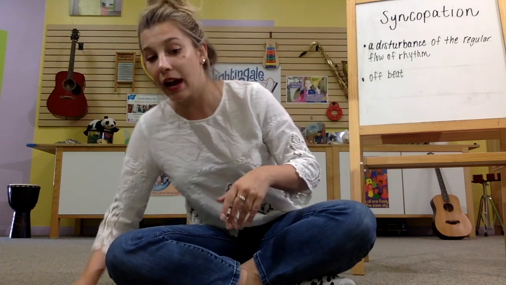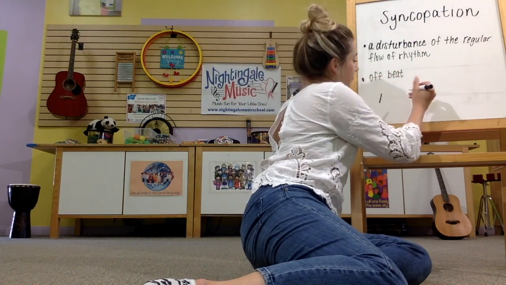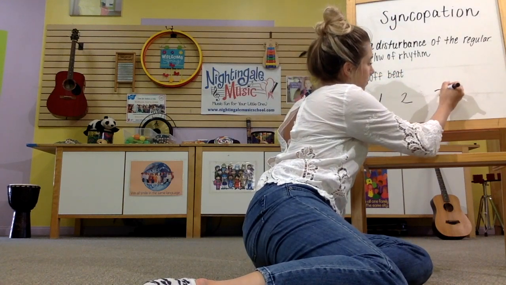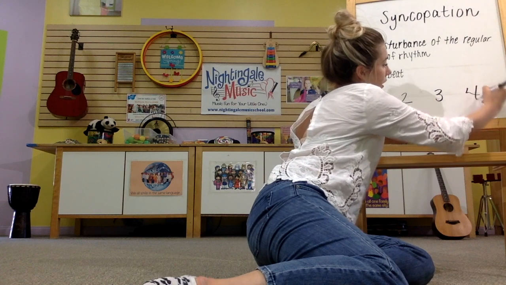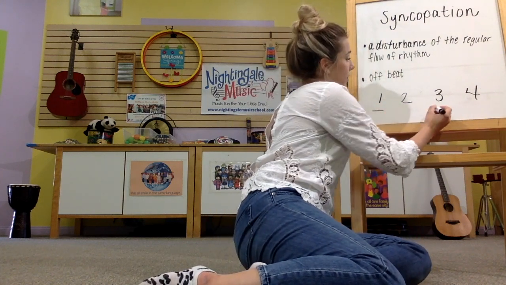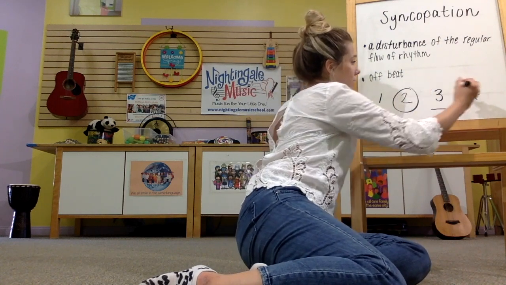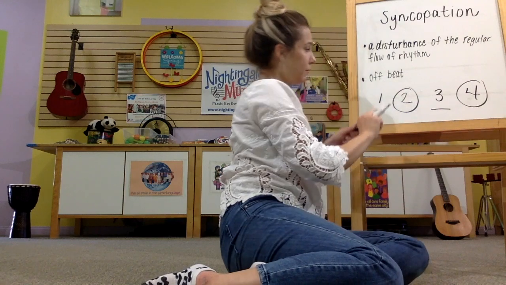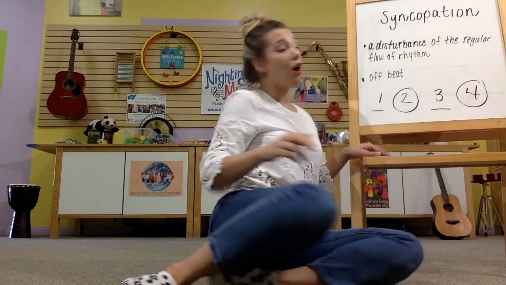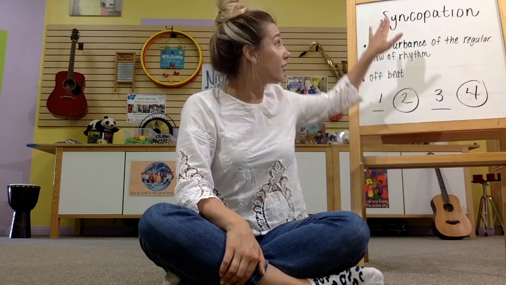So when we're writing out a 4-beat pattern, our beats are 1, 2, 3, and 4. Our downbeat is 1 and 3. So our offbeats are 2 and 4. All right? So we are going to now clap on the downbeats, and then we're going to practice clapping our syncopated rhythm on the offbeats.